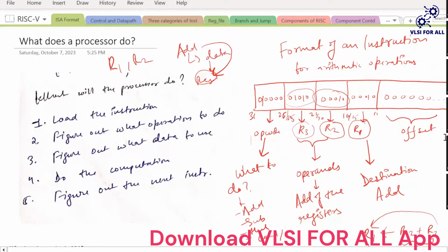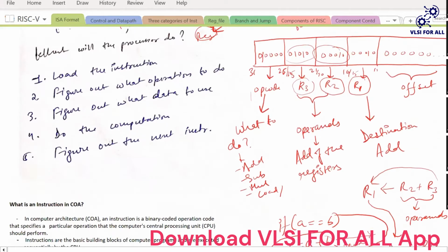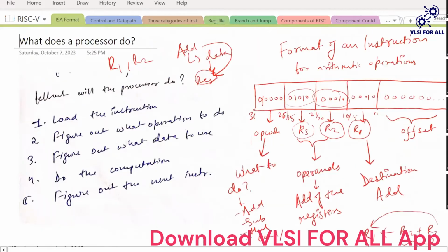Sir, am I audible? So in this 32-bit instruction set, you divide it into opcode, offset, two operands and one destination address. What if, sir, we have more than two operands? Then what will be our instruction set?